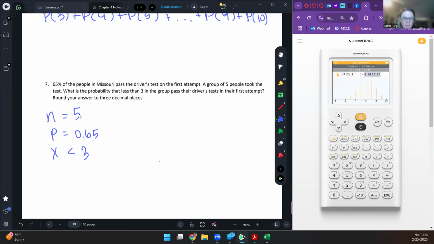Okay, so here we have a group of 5 people. Again, I already wrote it down. 5 people, 65% of them passed on their first try, so 0.65 is the success. And we want to know that less than 3 were successful on their first attempt. Now, less than 3 is 0 people, 1 person, or 2 people. That's less, because it's not or equal to, it's less than 3.